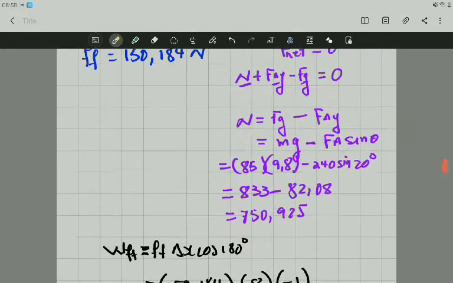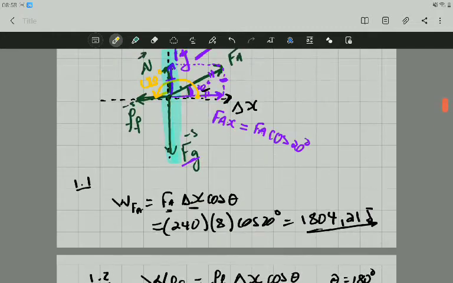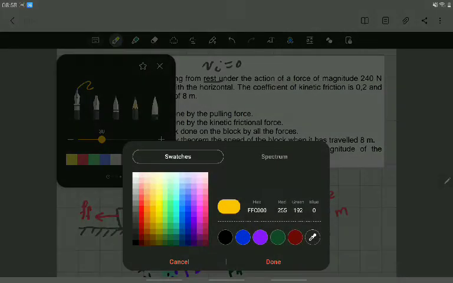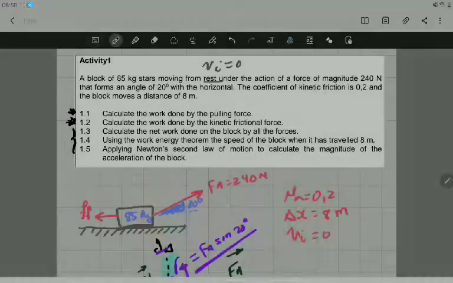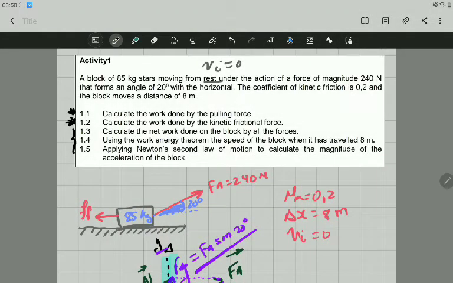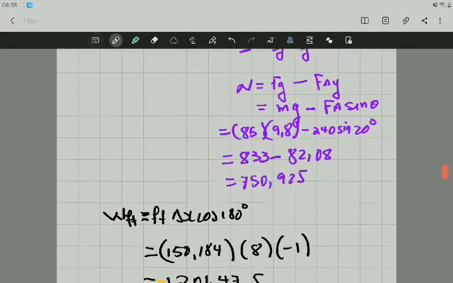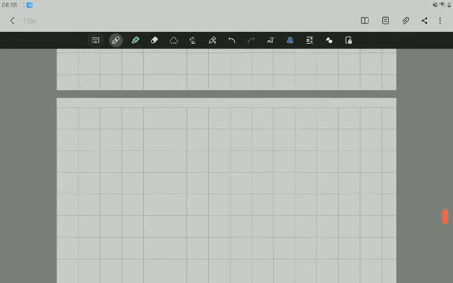All right, so let's continue with the next question. The next question is 1.3, right? So let's answer question 1.3. Question 1.3 said calculate the net work done on the block by the force. Now remember, net work is the algebraic addition of the work done by all the forces. Okay, so 1.3, they're looking for net work.